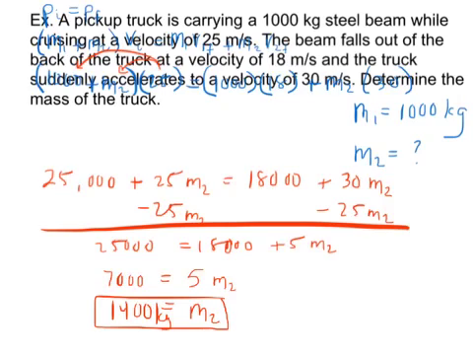Any questions on this one? I know it's tricky, but the idea is this. Wait, how did you get 14,000? 1,400. 100. Divide by 5?